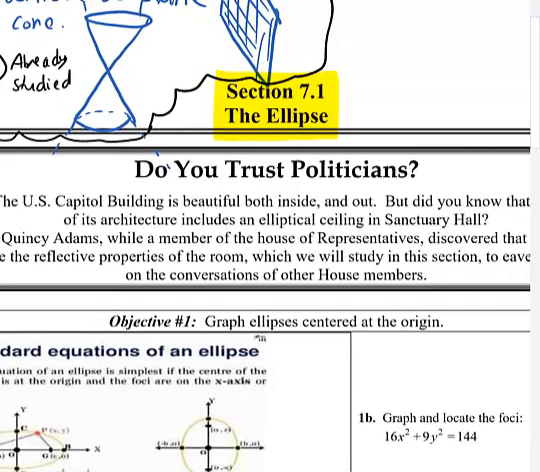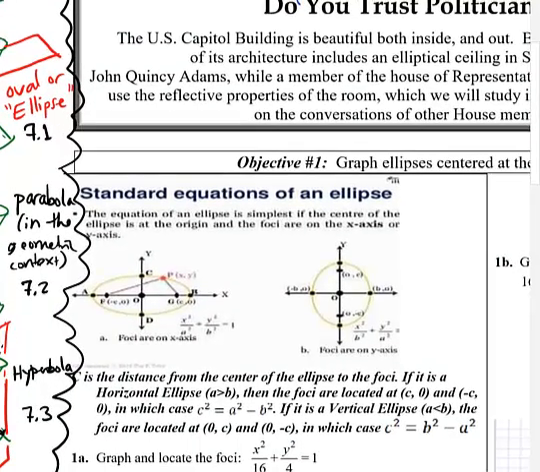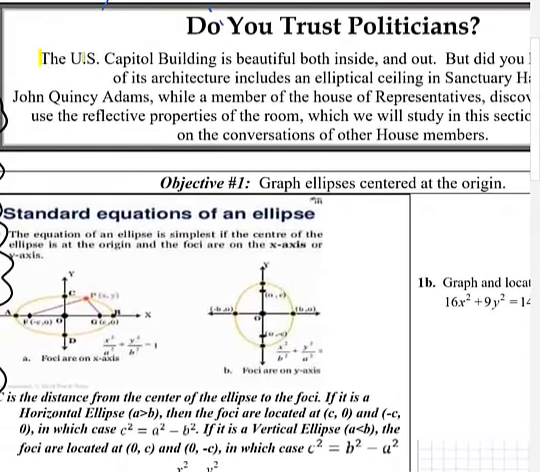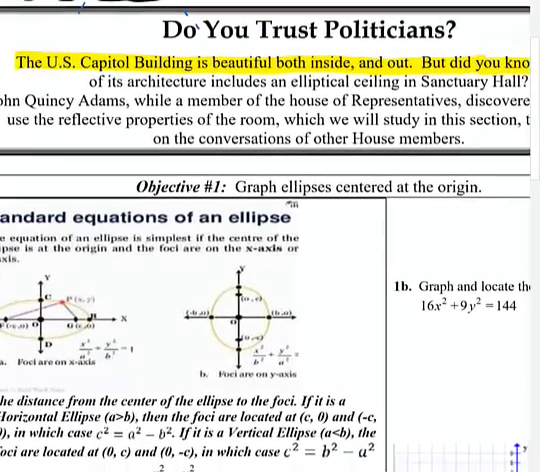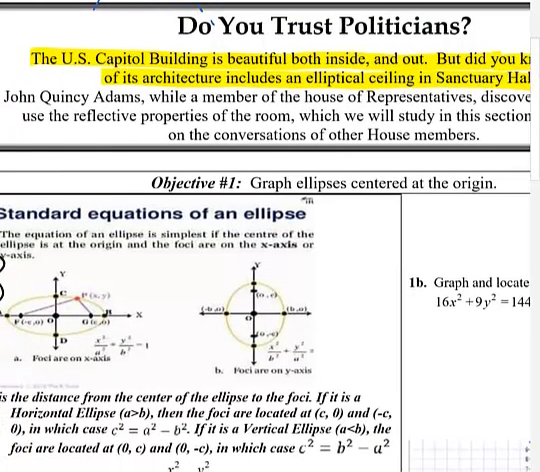But this section, like we said, we're going to focus on the ellipse, the first one we drew, the second one we drew, which is pretty much just an oval shape. So let's see, I'm just kind of curious what they say here. The U.S. Capitol building is beautiful both inside and out, but did you know that part of its architecture includes an elliptical ceiling and sanctuary hall?